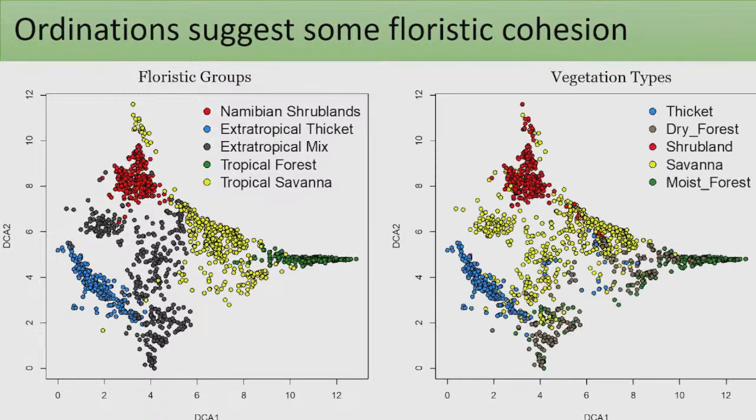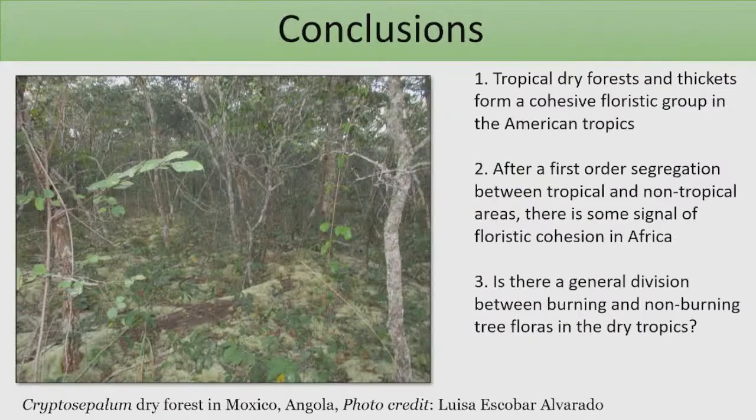If we break that down by vegetation type, we see that within the tropics, so this zone here, the thickets and dry forests are kind of falling near each other, so there's some signal of floristic coherence here, but not a super strong one. So this is like the first look at the analyses. We finally finished cleaning the taxonomy on this database just a few weeks ago. So just to, again, try to save Ben some time.